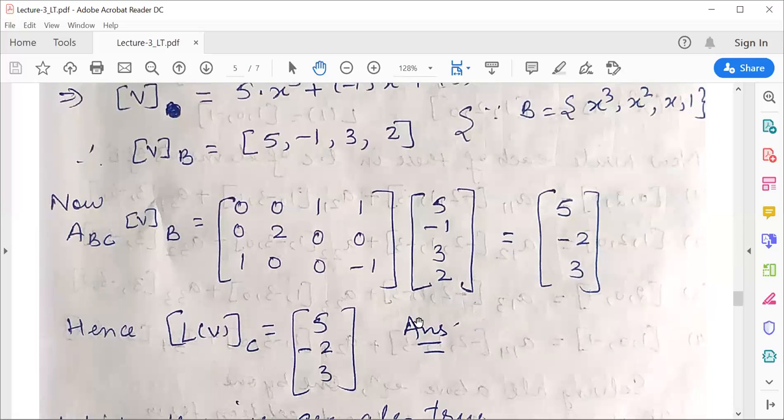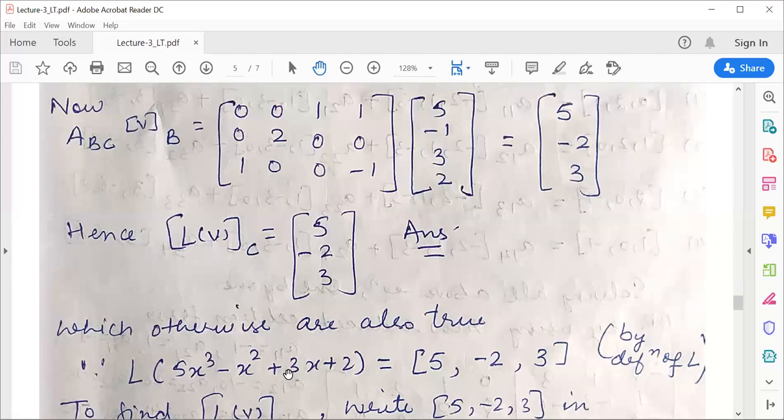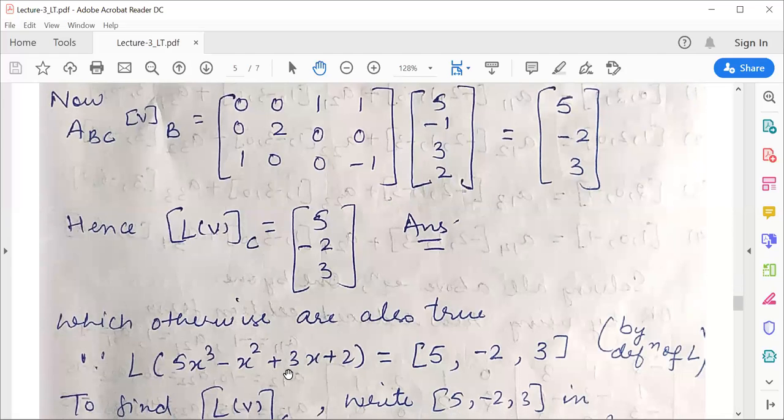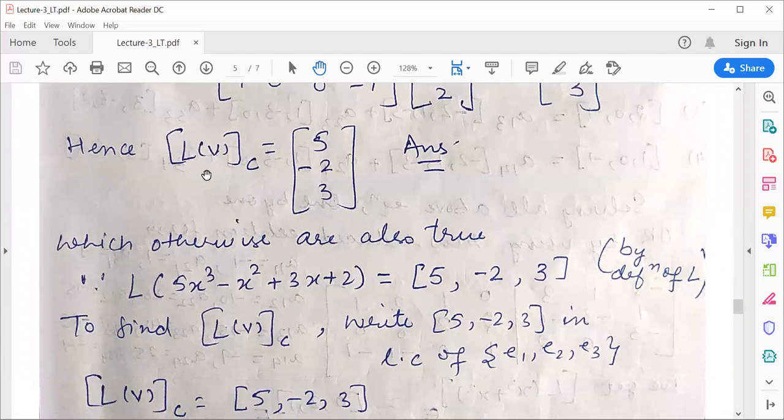Now multiplying A_BC with the coordinate vector of the given V with respect to the ordered basis B, this is equal to this, and hence the coordinate vector of L of V with respect to the ordered basis C is equal to this thing. So this is your answer. Otherwise also we can check now to find the coordinate vector for the given V. The given V is 5x cube minus x square plus 3x plus 2.